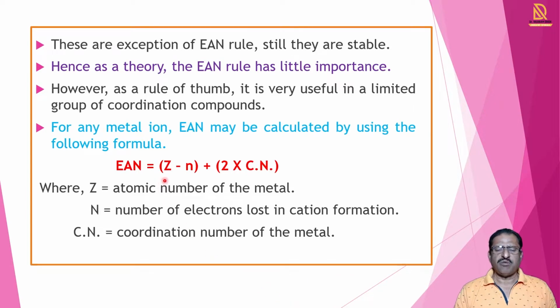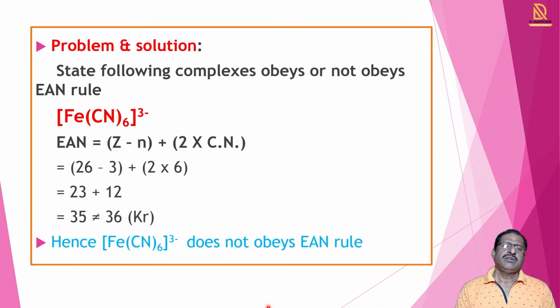So by using this formula, we simply take the atomic number of the metal, then subtract how many electrons are lost from that. Then we see what the coordination number is, multiply that coordination number by 2, and add it to the remaining electrons of the metal, and that is the EAN. So here we see different examples, and from those examples you get an idea whether the EAN rule is obeyed or not obeyed.